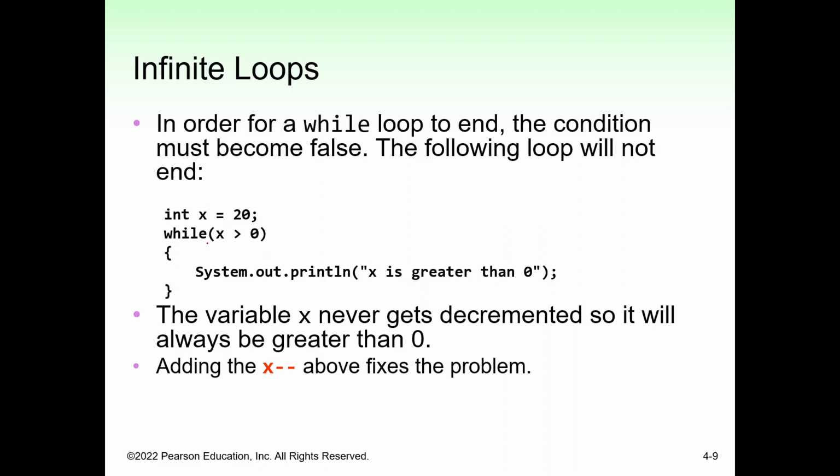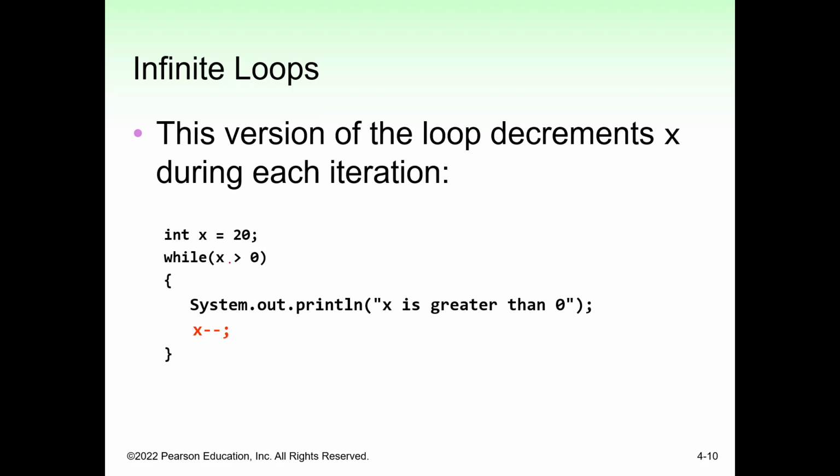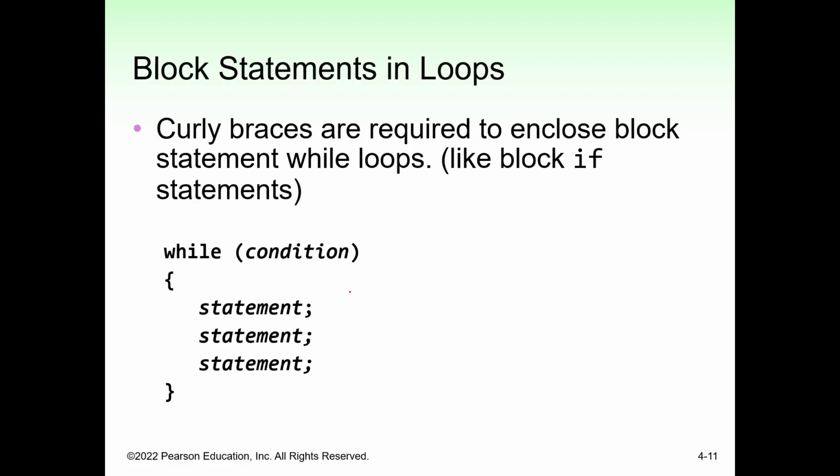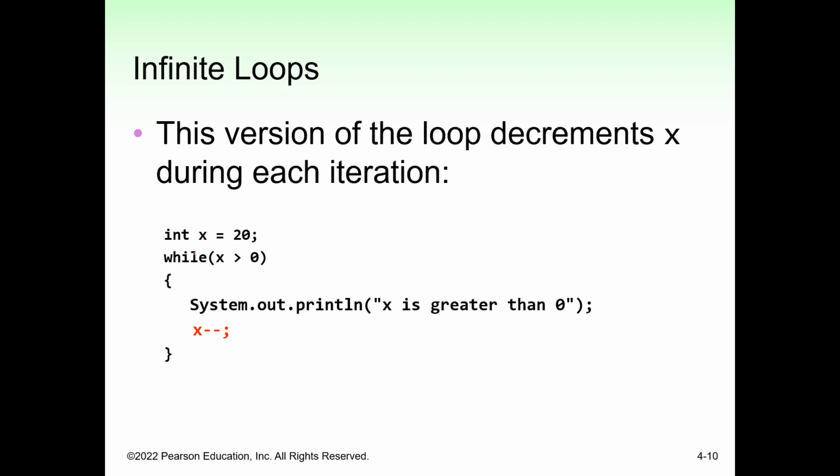So to avoid this, we have to add an x minus minus somewhere inside of our loop, and what that's going to do is decrease the value of x by 1 every time our loop runs. So this is the version. As you can see, this version will decrement x after each iteration of our loop, and this way after our loop gets to 0, we will exit this loop because this condition will evaluate to false.